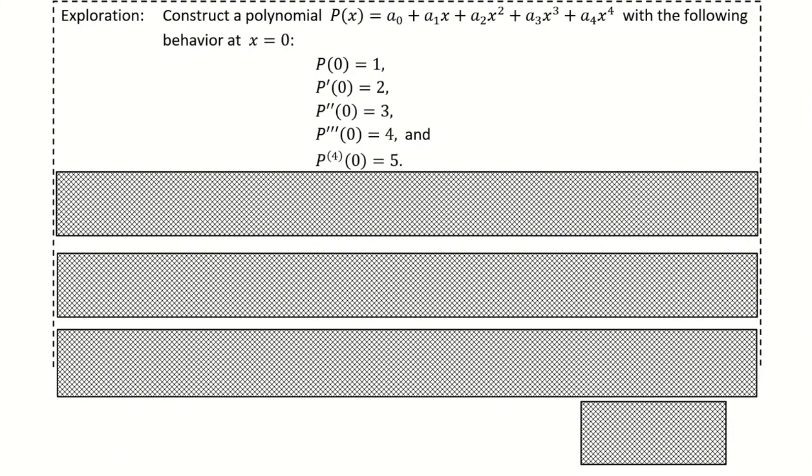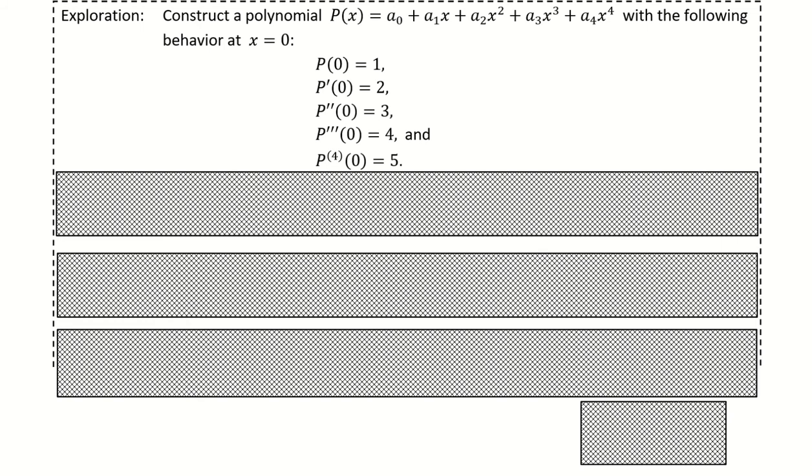Little exploration. This is not so much a typical example that you would see on a test or a homework or a quiz, but more an exploration. Construct a polynomial p of x. So p stands for polynomial, I think. Construct a polynomial p of x that equals a sub 0 plus a sub 1x plus a sub 2x squared plus a sub 3x cubed plus a sub 4x to the fourth with the following behavior at x equals 0.